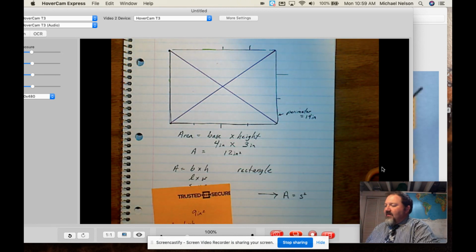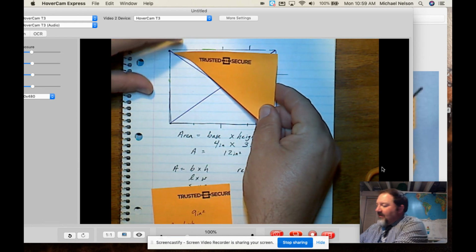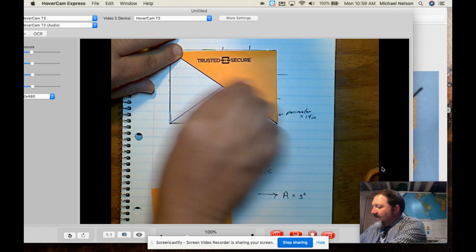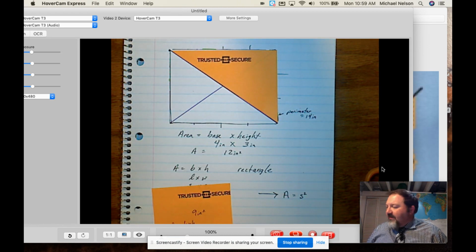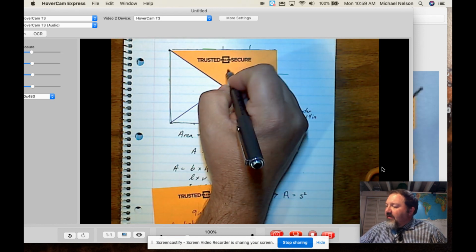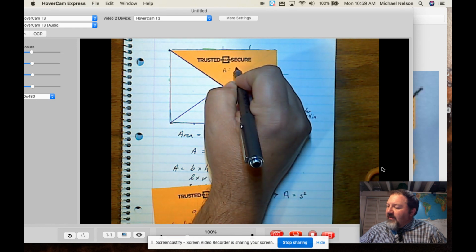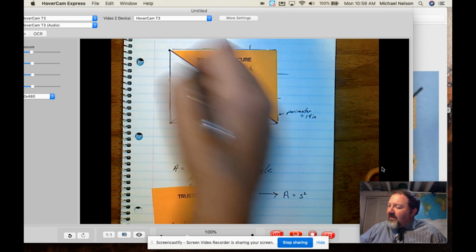And normally I would just flip it over, but the sticky's on this side, so it'll stay down on the paper. Okay, so here we go. We have a half of a triangle, or half of a rectangle there, right? So the area of the triangle is the base times the height. But it's only half of that, see?